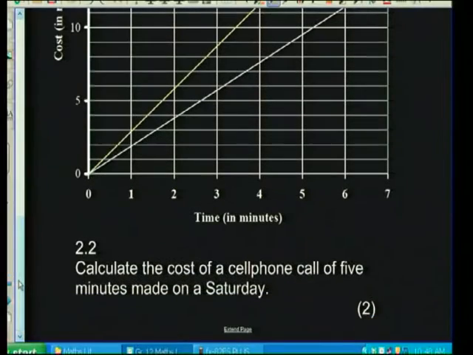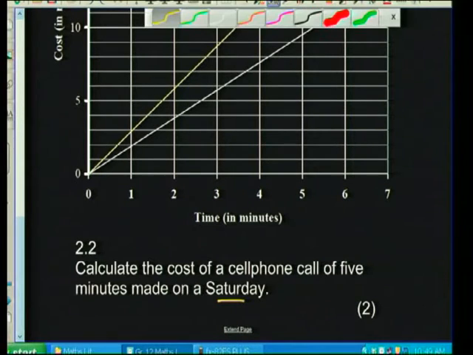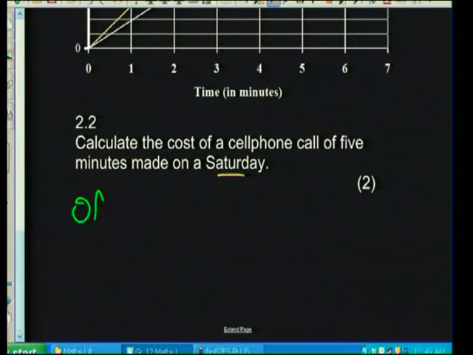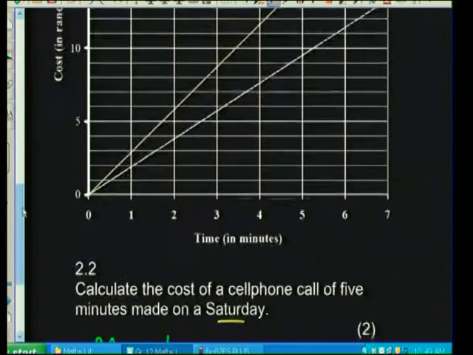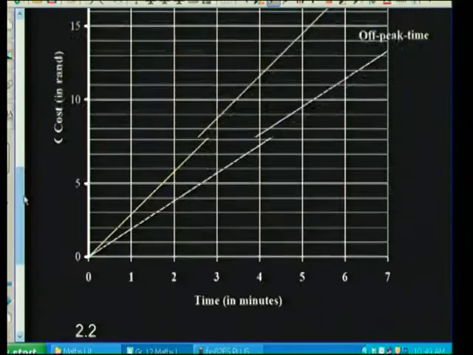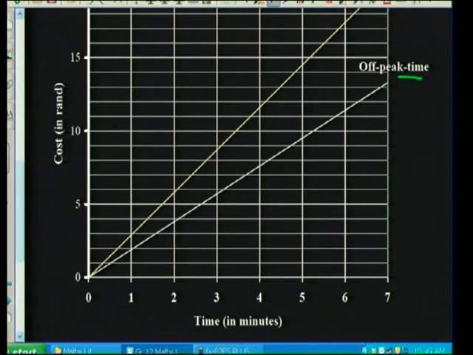Right, moving to the next part of the question. The question says, calculate the cost of a cell phone call for 5 minutes made on a Saturday. So what am I doing on a Saturday? I have off-peak. So in this case, it is off-peak. And what I need to do is I need to read it off the white graph, because remember our white graph was our off-peak time.